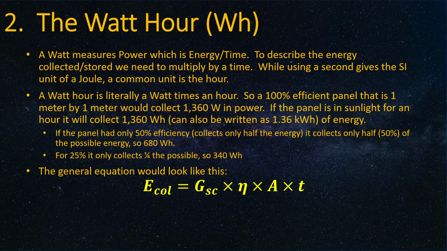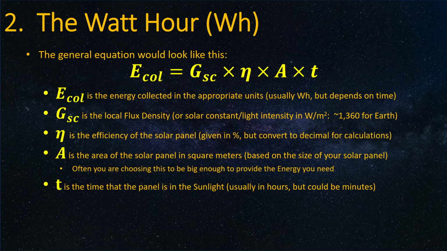So our general equation would look like this. E_col equals G_sc times eta times A times T. Well, that's a lot of variables to throw at you, so why don't we explain what those are? Here's our general equation, and the one that I will use a lot during this lesson, so hopefully it's one that's useful for you. But E sub col is the energy collected in the appropriate units.